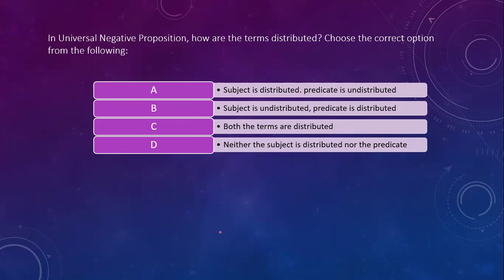Universal negative proposition: how are the terms distributed? Subject and predicate. I can say no A is B. Here we can say the subject is distributed and the predicate is undistributed, or the subject is undistributed and the predicate is distributed, or neither the subject nor the predicate is distributed. That is I, that is the opposite. We have seen that in particular affirmative, neither subject nor predicate is distributed. So the opposite would be both subject and predicate are distributed.